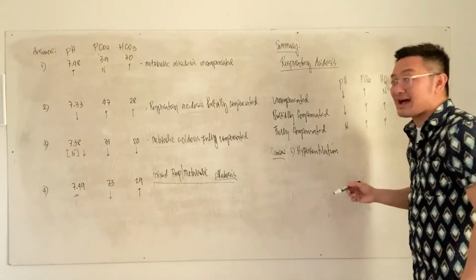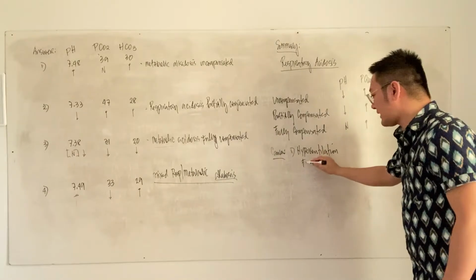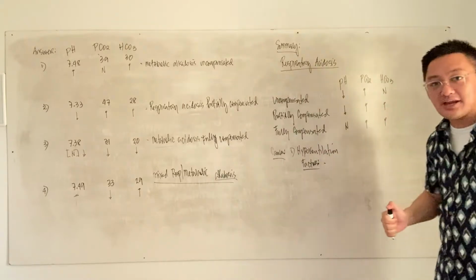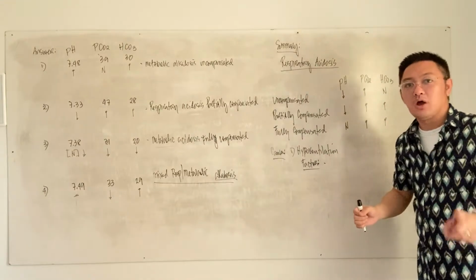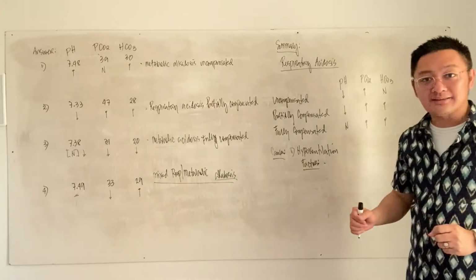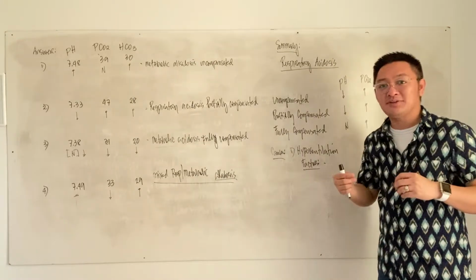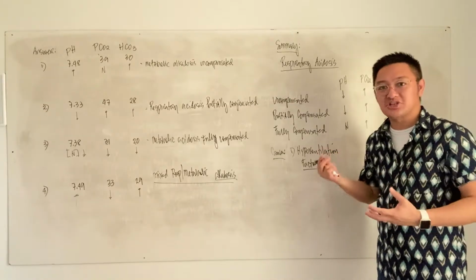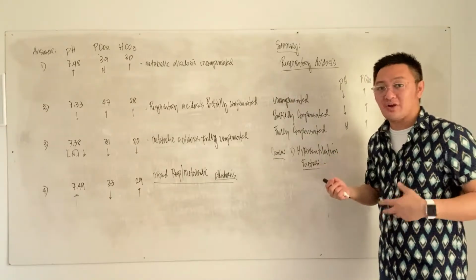What causes hypoventilation? What factors can cause hypoventilation? Go back to your anatomy and physiology. Remember, the respiratory center in the brain is your medulla oblongata. So if you have any injury in the medulla, if there's depression in the medulla oblongata, maybe that depression is related to overdosage of your drugs.